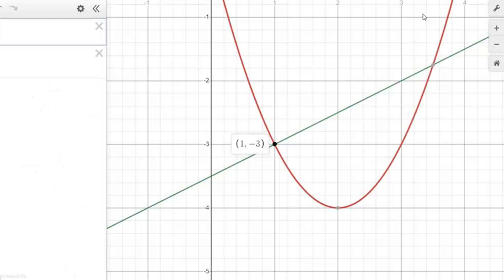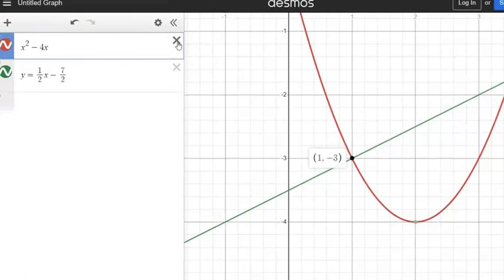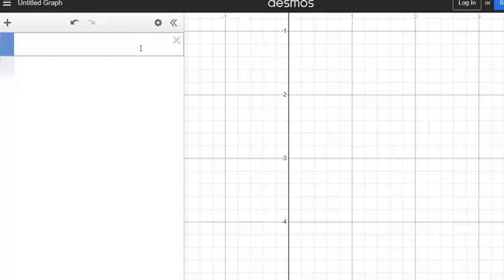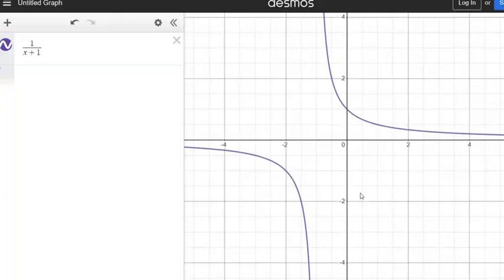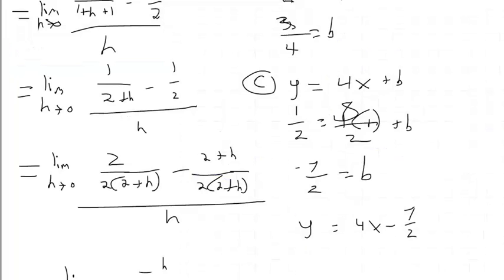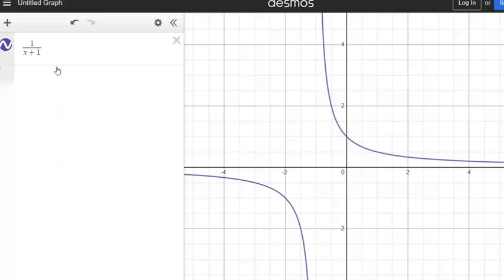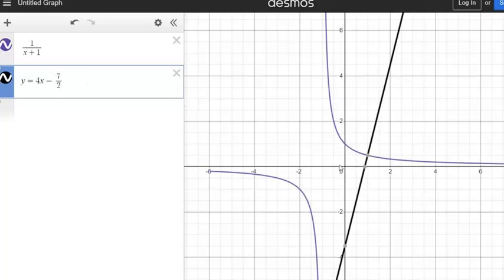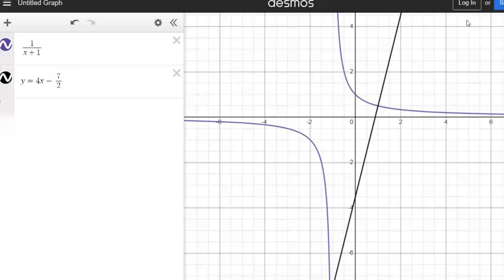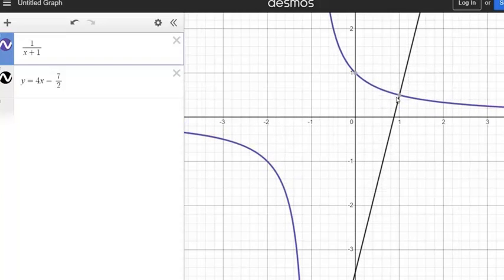Okay, and then for the graphing part, go ahead and use Desmos. The original function, I think, was, what did I do? 1 over 1 plus x, or x plus 1 in other words. And so the equation of our normal line was, the normal line was 4x minus 7/2. Y equals 4x minus 7/2. So at our point, what was it? X equals 1, I said? Look, it's perpendicular.